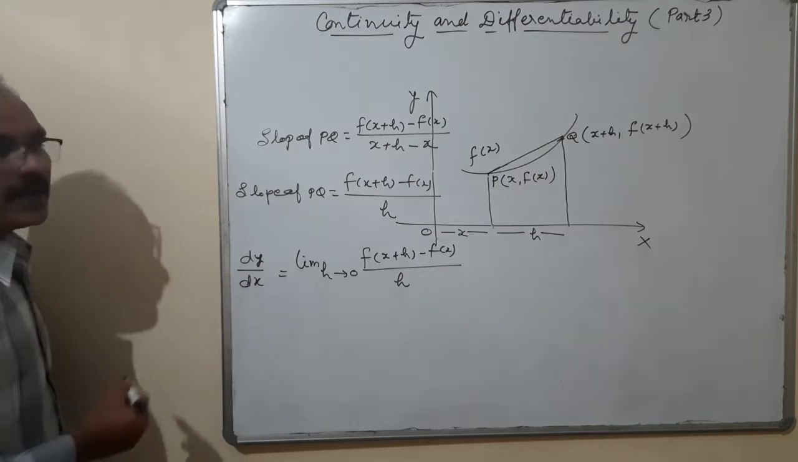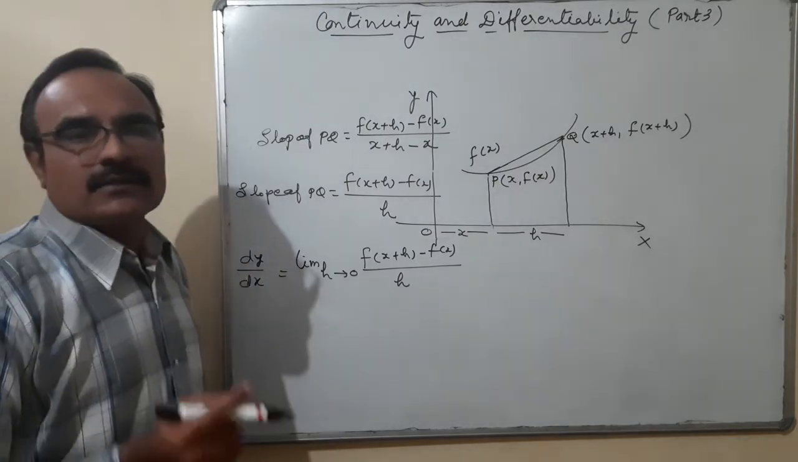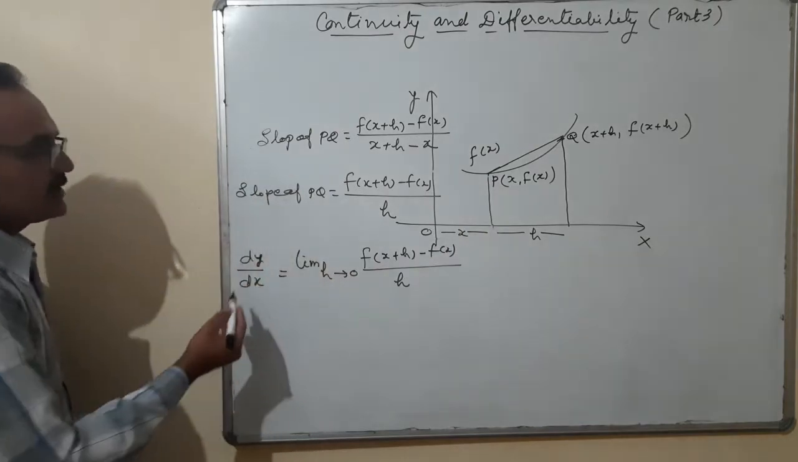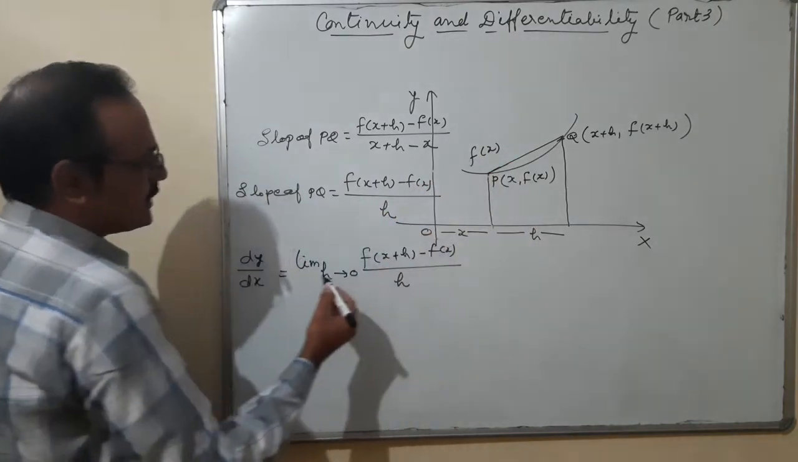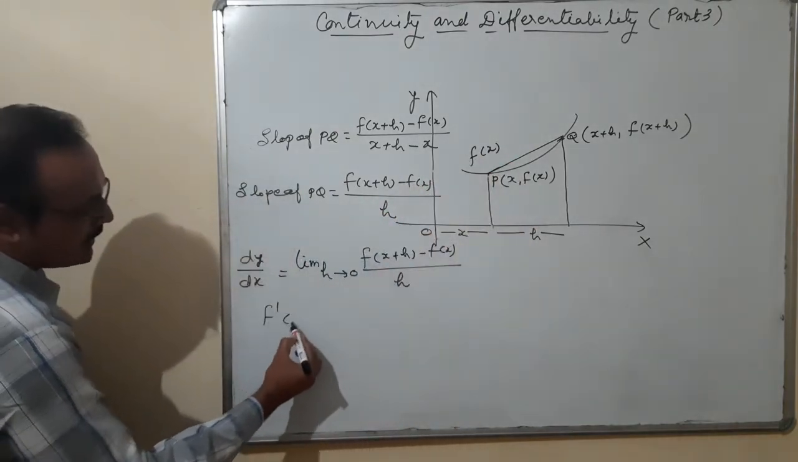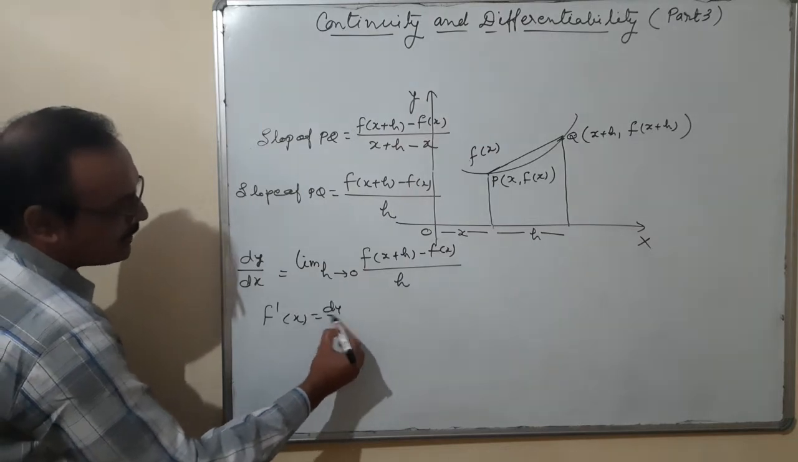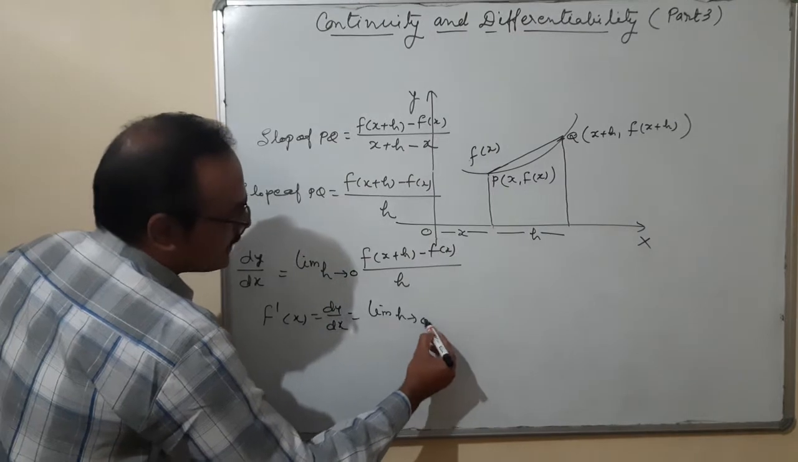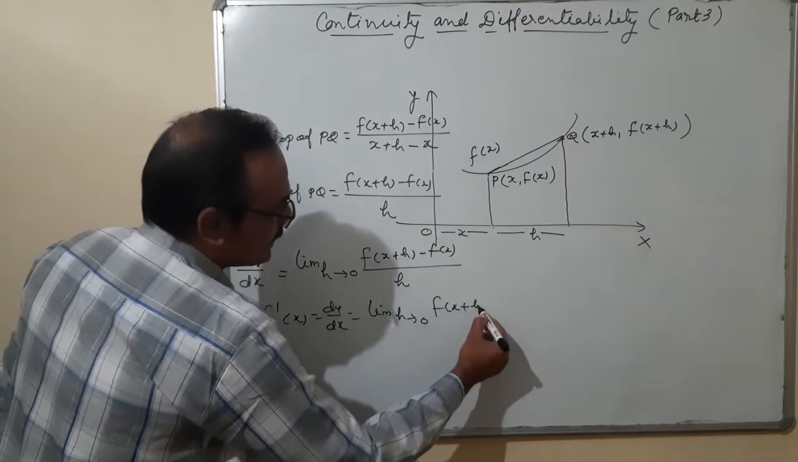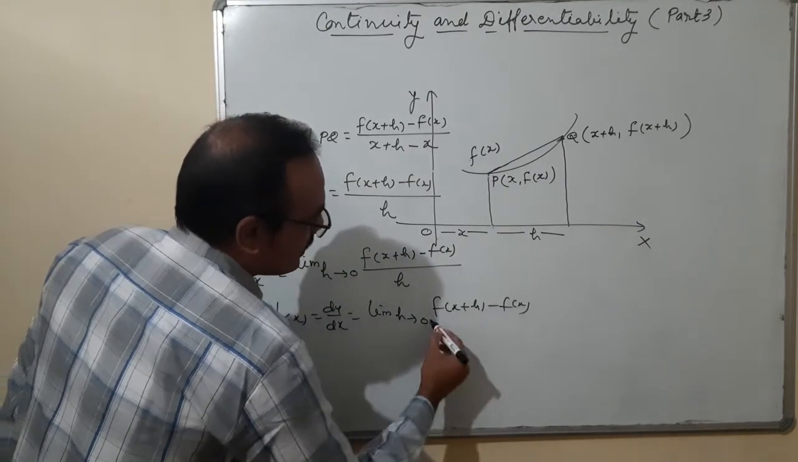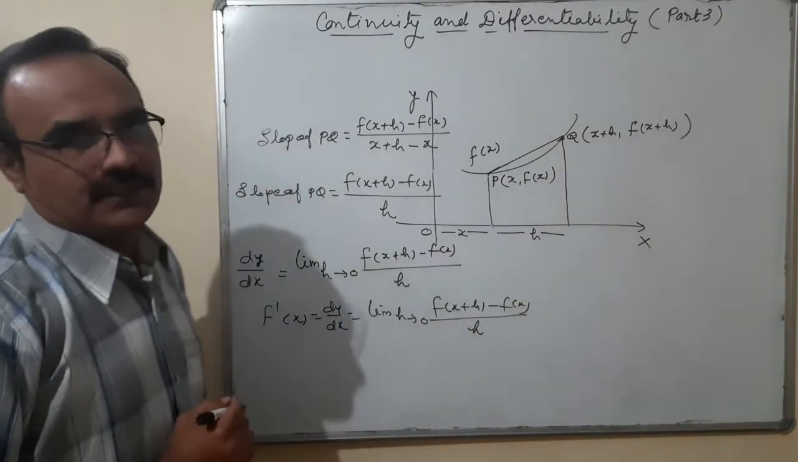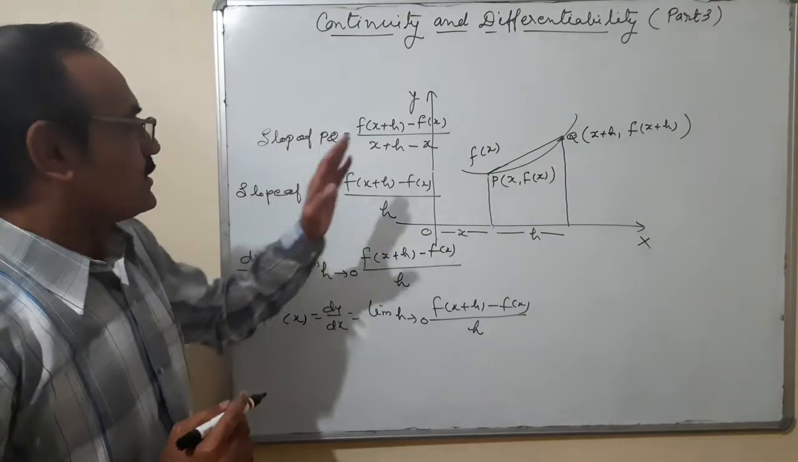This dy by dx, the rate of change at an instantaneous point, is called differentiation. Suppose this is the function f of x. Then we use the term f dash x equal to dy by dx equal to limit h tends to 0, f of x plus h minus f of x upon h. Okay, so this is the concept of differentiation.